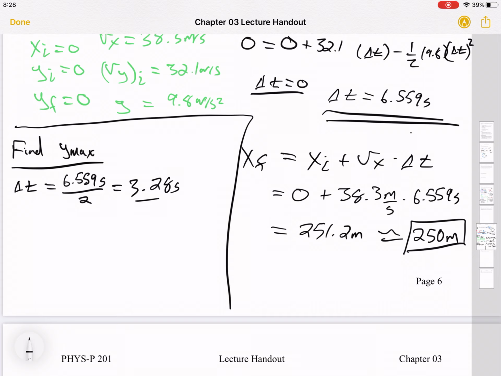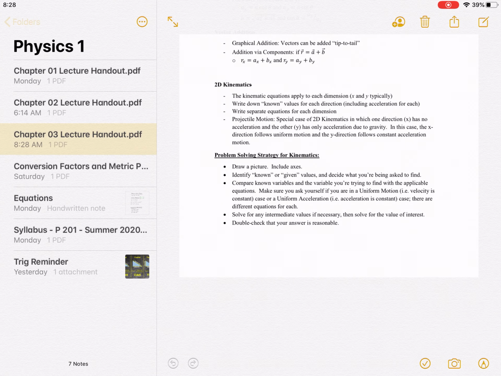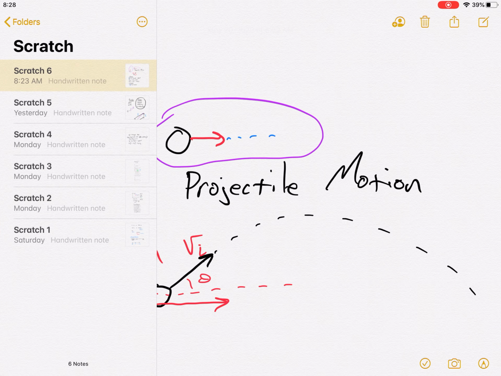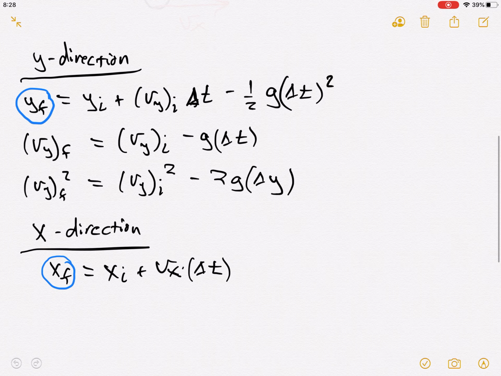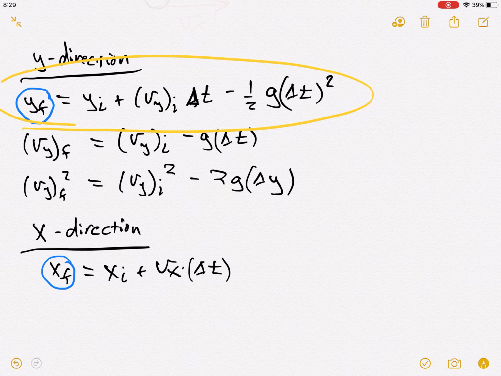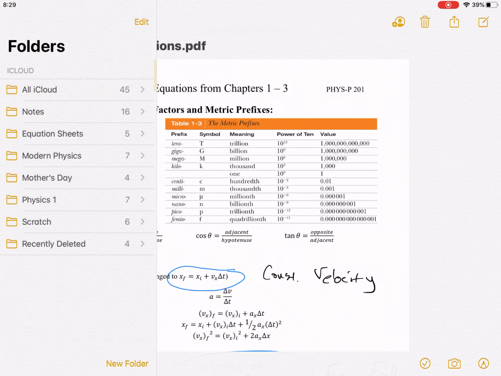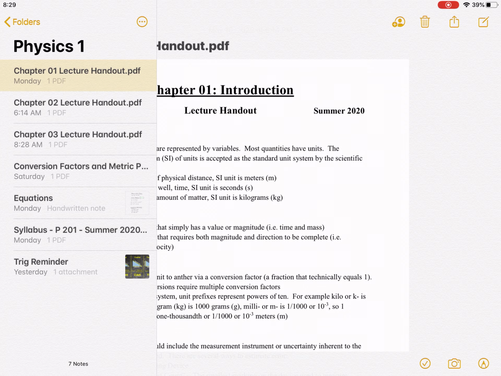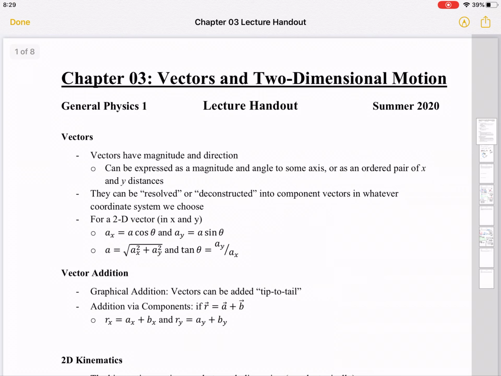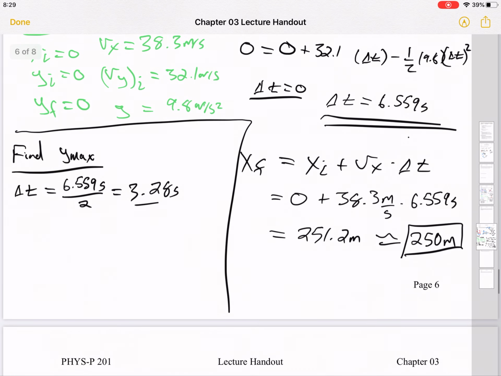And we're looking for a y final. There's only one equation that has y final in it, and that's this top equation right here. So that's what we're going to use. Vy initial is something I know. Delta t is something I just solved. So this will work. So we'll fill it in right here. Y final equals y initial plus vy initial delta t minus half g delta t squared.